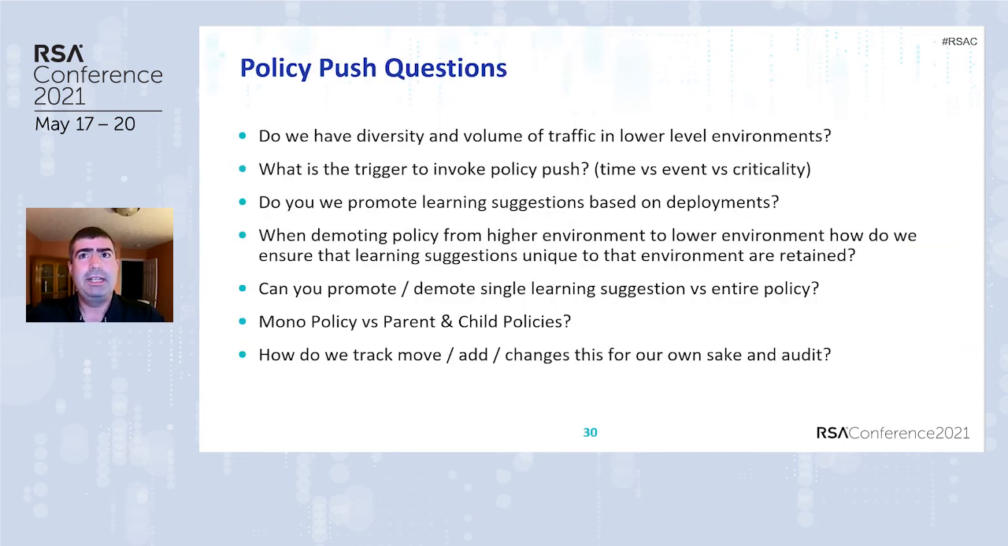So on policy pushes, once again, volume and diversity of traffic is key in lower environments. You need to think about what is going to trigger a policy push. Is it time? Is it event? Is it criticality? And chances are it's going to be all of those. When do you promote a learning suggestion based on deployments? Do you tie into the normal deployment schedule as part of their deployments? Or do you deploy your learning suggestions a week early? That way you can reduce some confusion during the actual deployments.